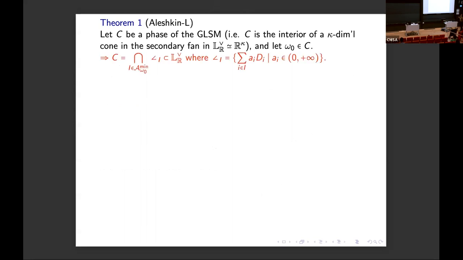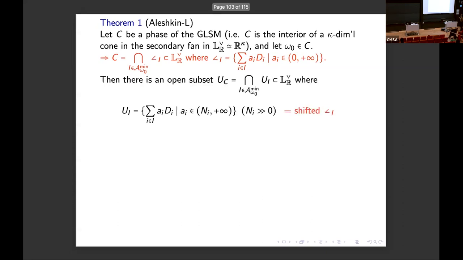Here is the first theorem. Suppose that C is a phase of the GLSM, or a chamber in the space of stability conditions. So it is the interior of a kappa-dimensional cone in the secondary fan in the dual of the real Lie algebra. Then there is an open subset UC such that C is an intersection of certain cones, where these Ui are shifted cones, and UC is the intersection, such that if omega is in UC, determined by this chamber, then there is this expansion.